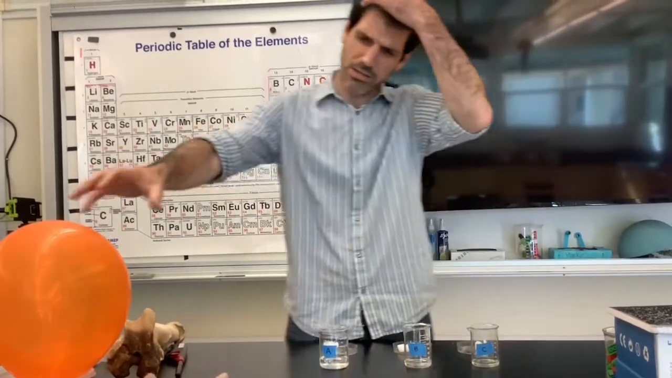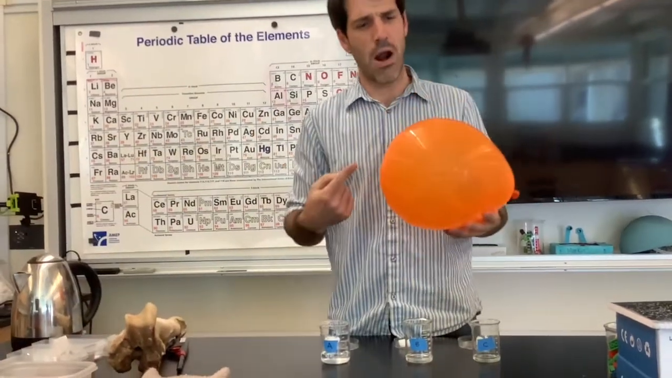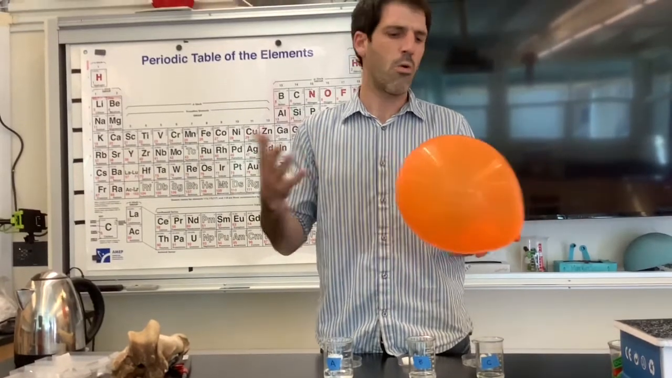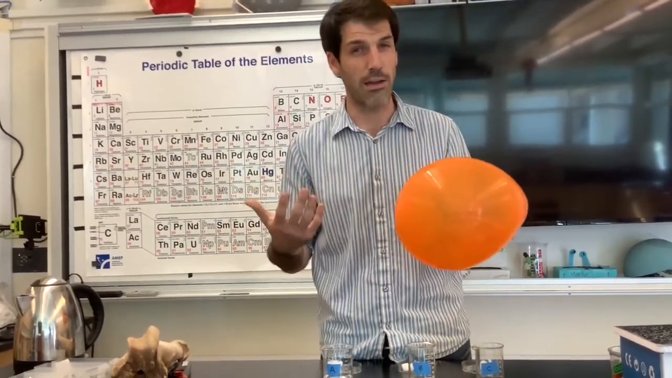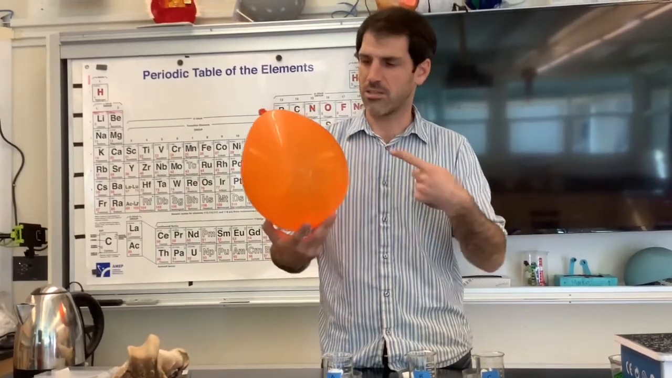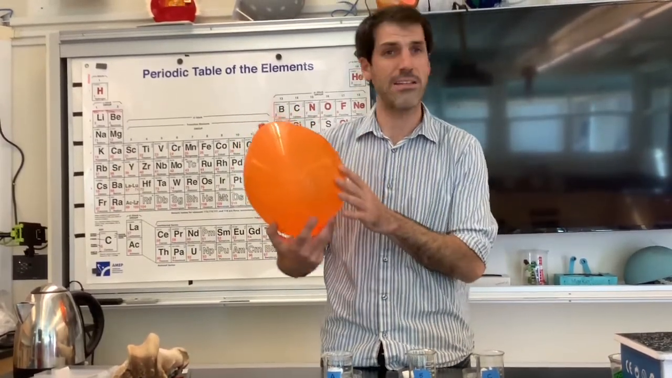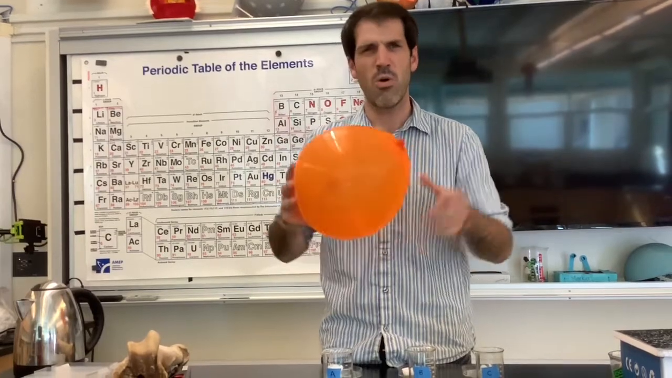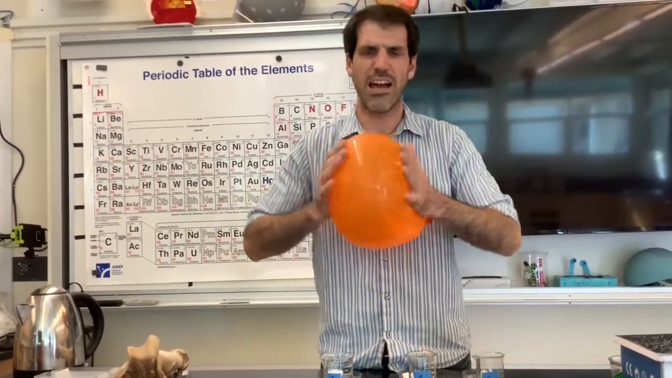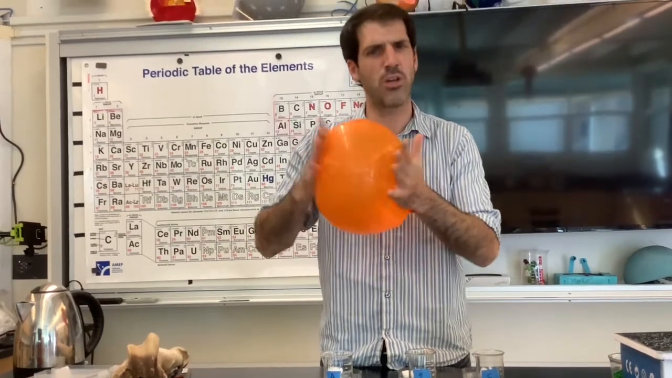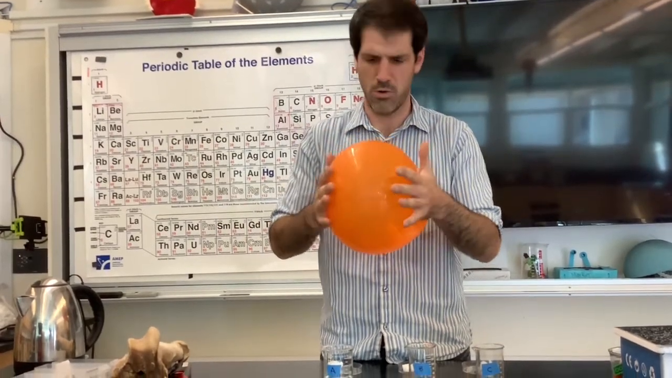So if I wanted to talk about, say, the properties of this balloon, what are some ways that I could describe it in a scientific way? Well, we could say that it's the color orange, right? That's a property of this item. You could also say that it's kind of elastic or stretchy. I can kind of flex it. That would be another good property of this balloon, okay?